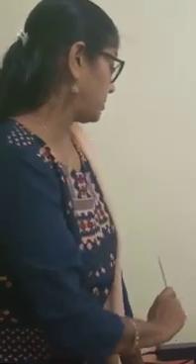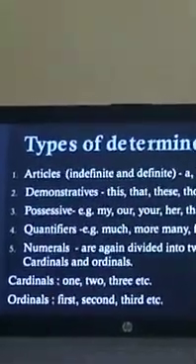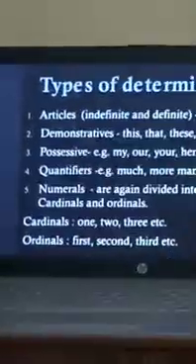Okay? Now, the last determiner is numerals. So, numerals are again divided into two, cardinals and ordinals. Okay, cardinals means one, you have to say the spelling O-N-E, two, T-W-O, 100, 150. All these are cardinals. And ordinals are 1st, 2nd, 10th, 18th, 19th. Okay, clear children? Okay, let's move on to the next slide.